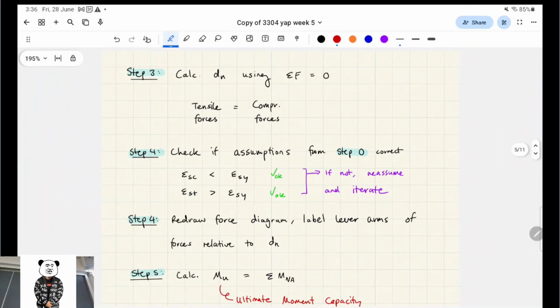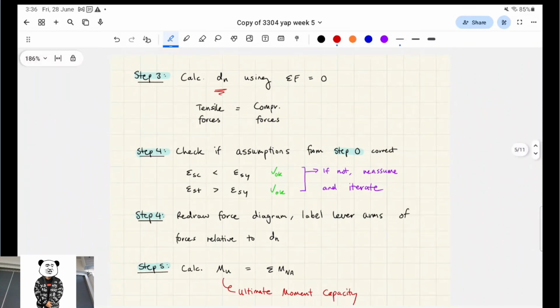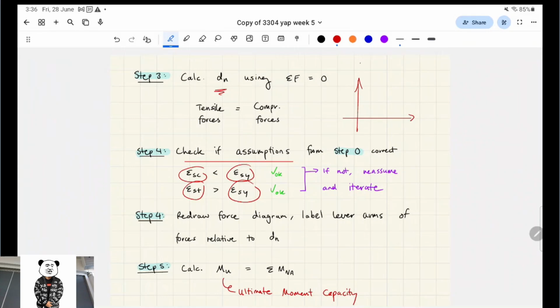Okay, so then we can calculate dn using that whole idea of compressive forces being equal to tensile forces, right? So yeah, it's force equilibrium. And then we check those assumptions and check whether the steel actually has yielded or hasn't yielded, right? If our assumptions are correct, so we're saying here that the strain of the compressive steel is less than the limit, so we can calculate the limit separately, and that the tensile steel strain is greater than that limit, well, it means that we've correctly proven our assumption. So it looks something like this on a material curve for steel, right?